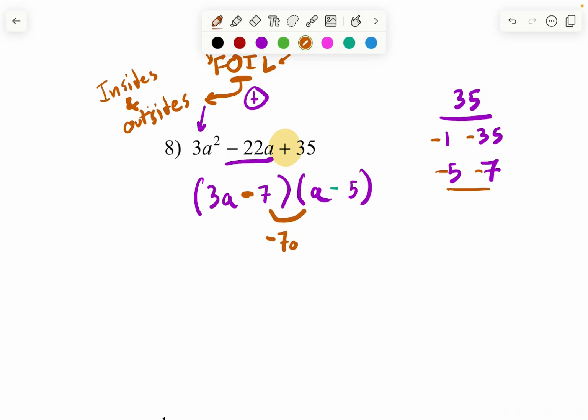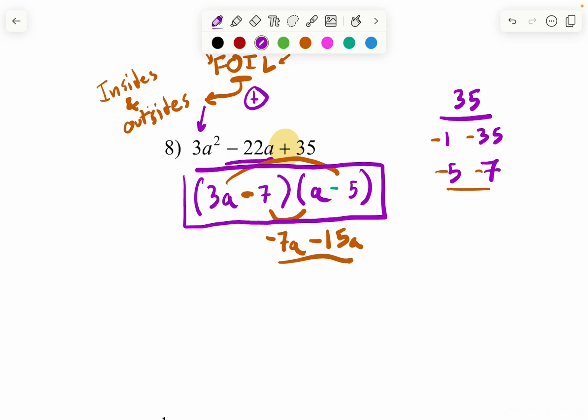Negative 7a and negative 15. All right, do these add to negative 22? Heck yeah. Okay, so that means this works. We are set. That is my answer right here: 3a minus 7 times the quantity a minus 5. Beautiful. So a little guess and check.